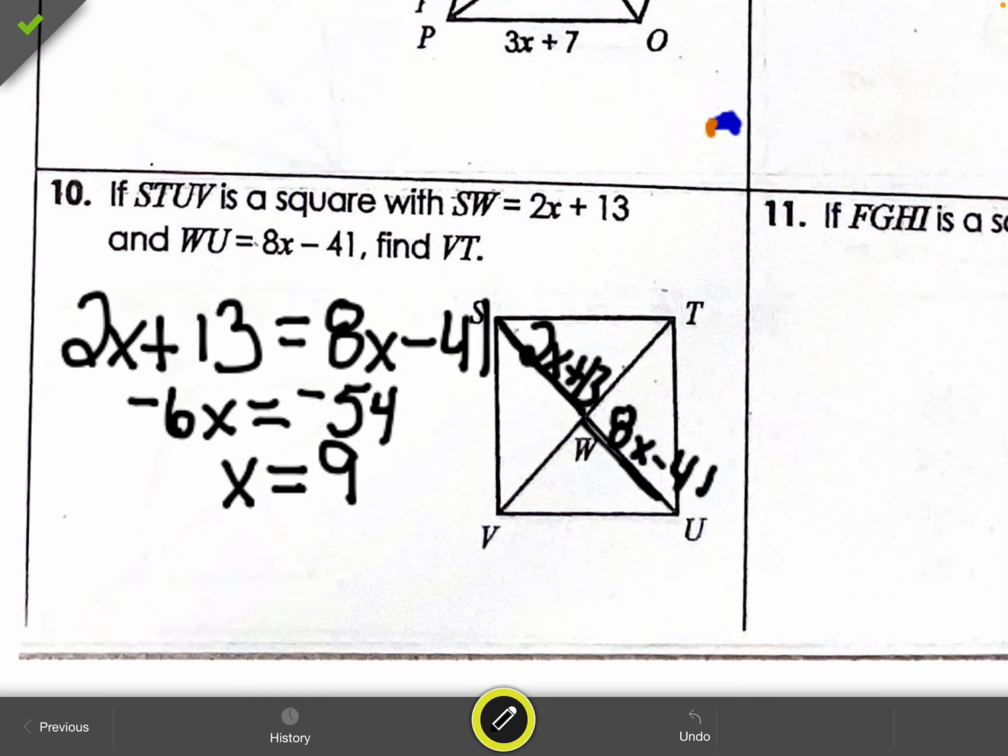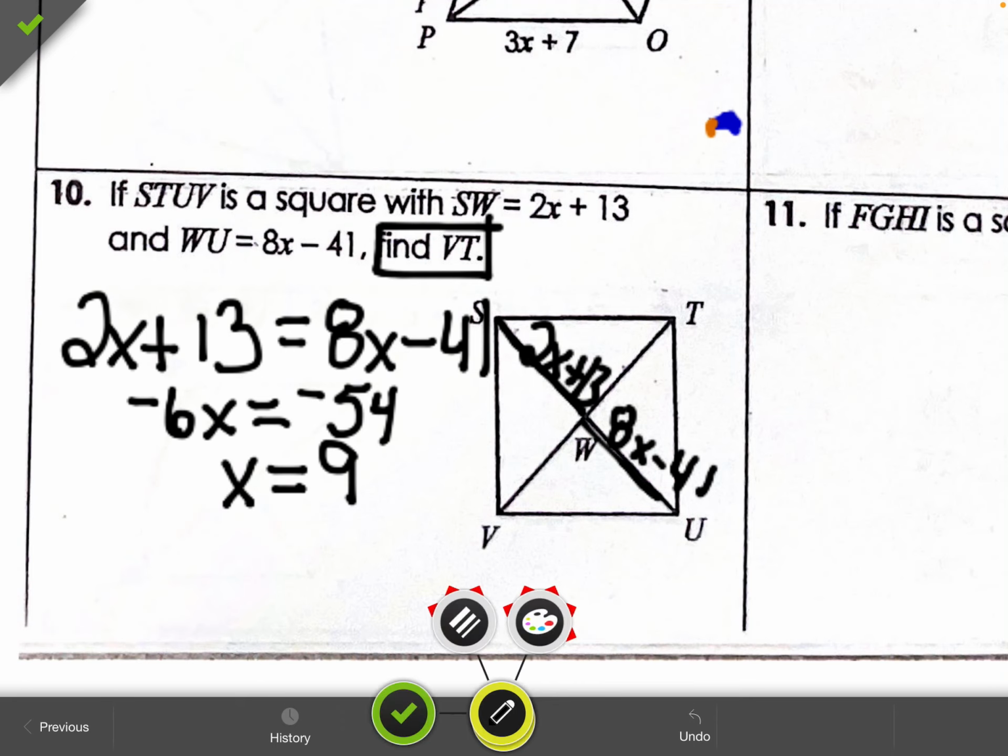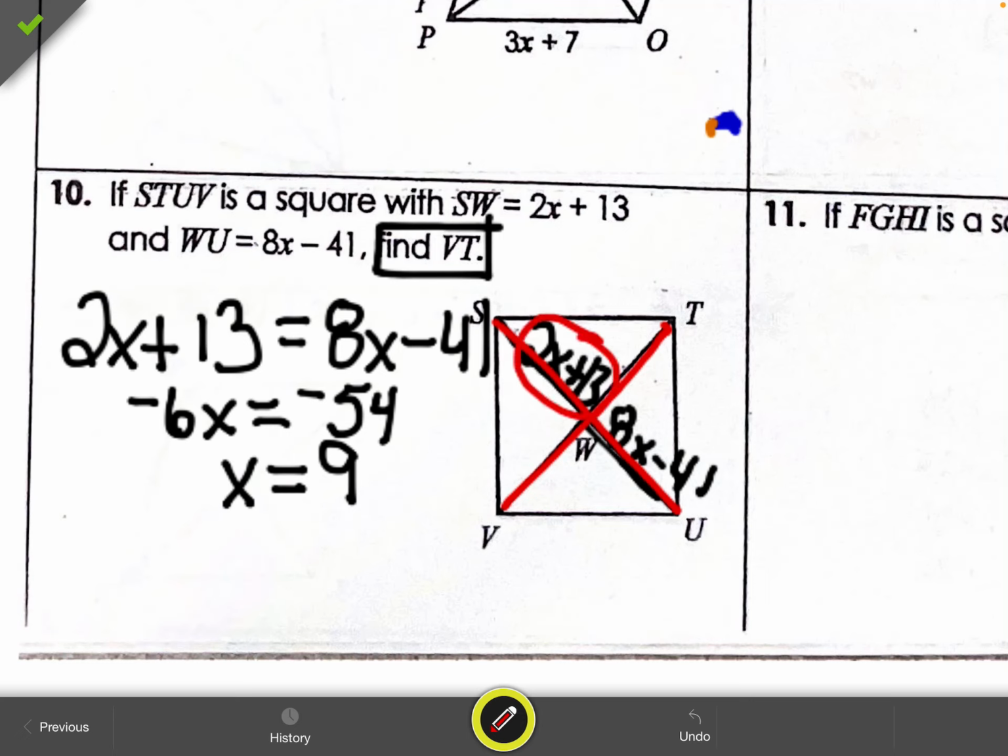All right, so if x is 9, we're not done because they ask us to find VT. We look, VT. Okay, so don't let them trick you here. VT is the whole diagonal. Okay, remember your diagonals are congruent. So we got to figure out what this piece is, or this piece, and then we have to add them together. So I'm going to do the 2x plus 13. You can do the 8x minus 41.